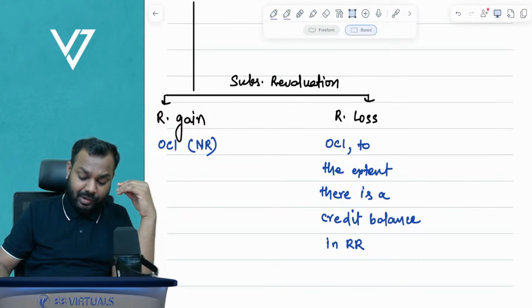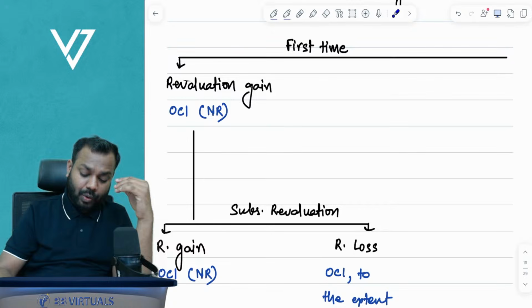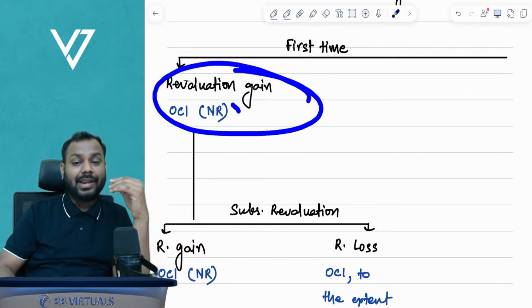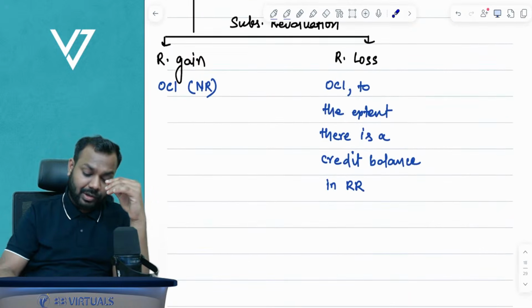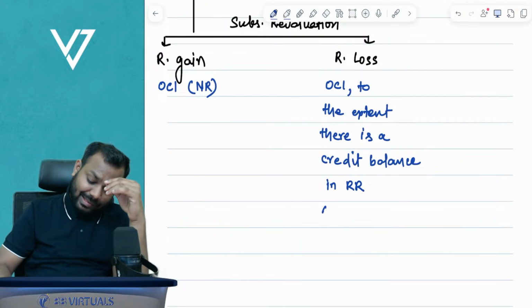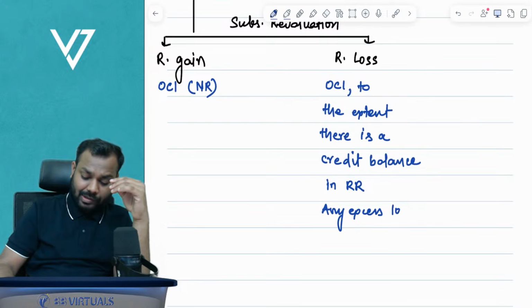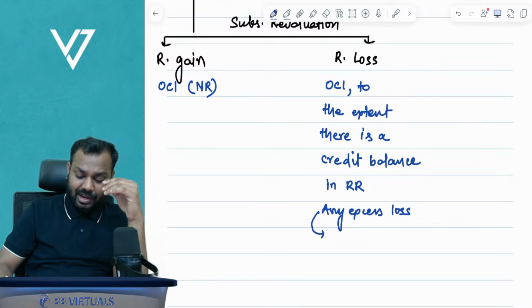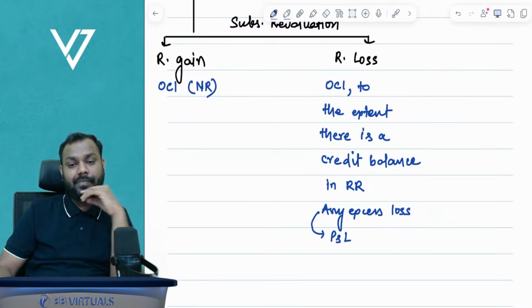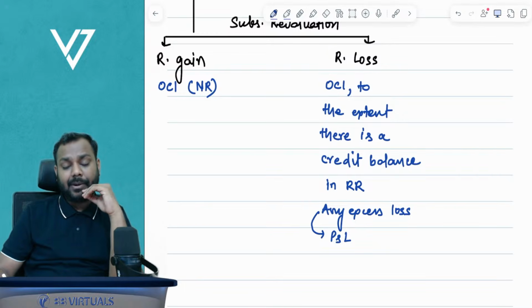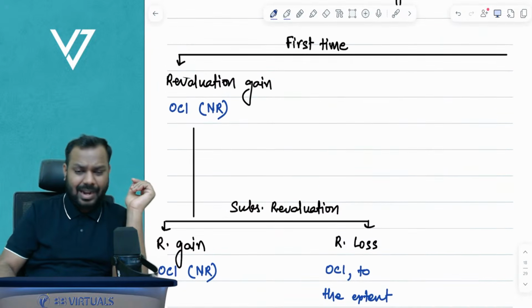What is this revaluation reserve? This revaluation reserve is nothing but the OCI reserve. Any excess loss is recognized in P&L. Now, I'll take up an example. Don't worry.